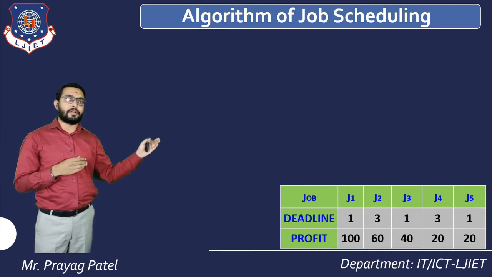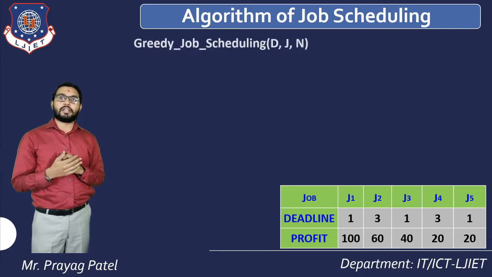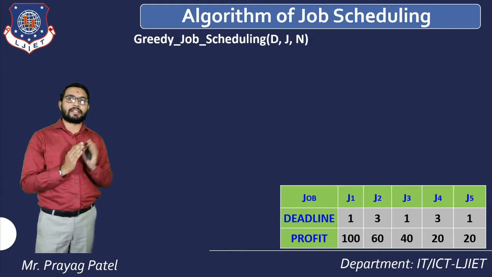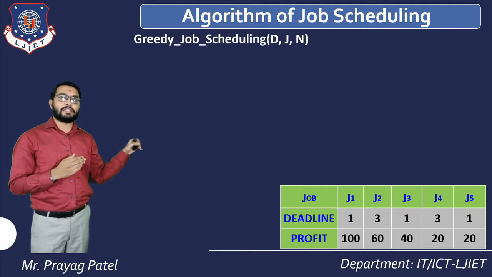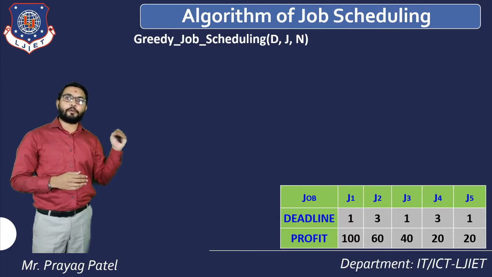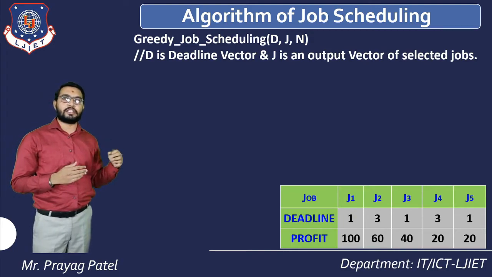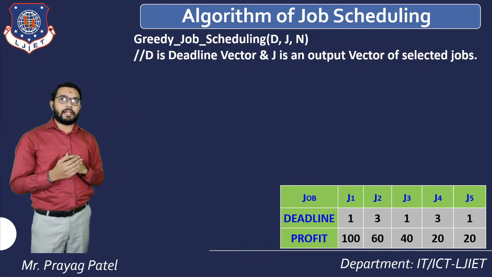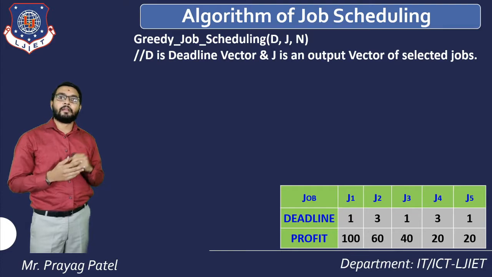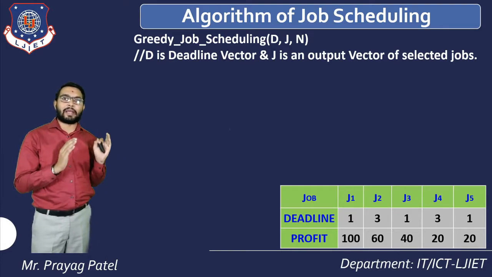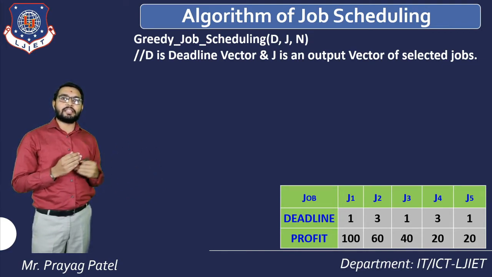Here we have different jobs, and deadline and profit are given for each and every job. Now consider the algorithm. The name of the algorithm is greedy job scheduling. In this algorithm, consider the deadline for each and every job and the profit for each and every job. Now what is the meaning of D, what is the meaning of J, what is the meaning of N? First, D is the deadline vector. Here consider 1 3 3 1 3 1 3 1 as the deadlines. Out of all these deadlines, consider the maximum deadline for our solution. So consider 3 as the maximum deadline. Now what is the meaning of J?